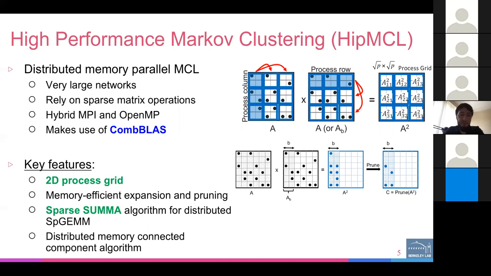It uses Sparse SUMMA for distributed multiplication. This algorithm is a two-dimensional matrix multiplication algorithm, so that's in line with the two-dimensional process grid we use. Finally, at the end of this process, a connected component algorithm is run to get clusters. Again, this is expressed through fast linear algebra primitives, which are usually centered around sparse matrix-vector multiplication.